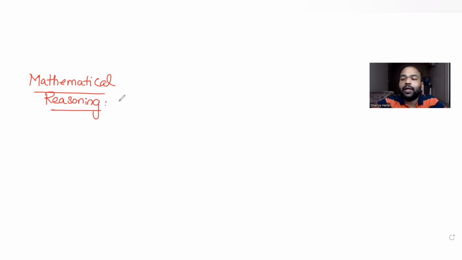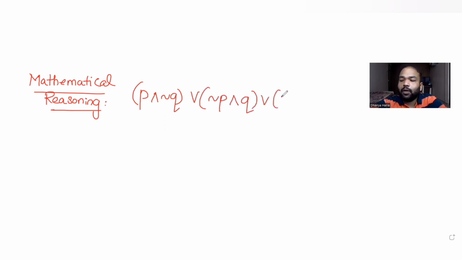Let's see today's question. Today's question we are taking up from the topic of mathematical reasoning. The statement given to us is (P ∧ ¬Q) ∨ (¬P ∧ Q) ∨ (¬P ∧ ¬Q). We have been given that this statement is equivalent to which of the following four options?